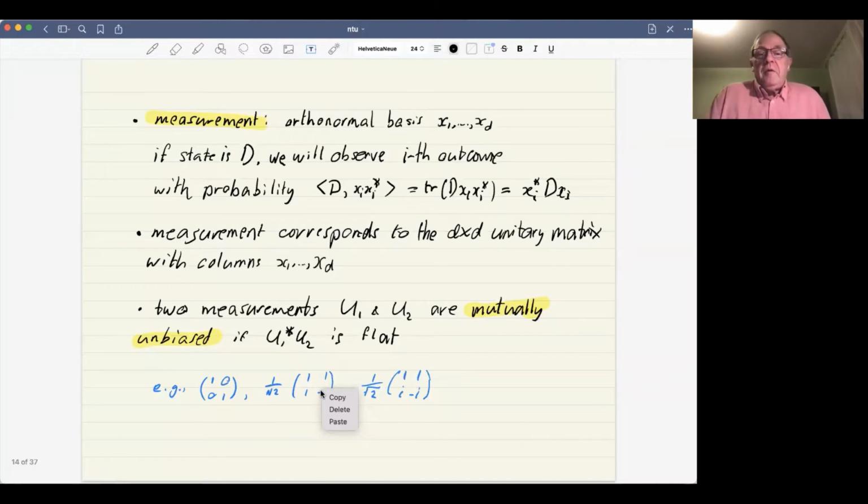The inner product of D with the outer product xi xi starred, or the trace of D times xi xi starred, or just xi starred D xi. And those 3 things are equal. Since D is positive semi-definite, xi starred D xi is non-negative. And it's easy to check that if you sum over i, you get 1. Okay, so we do have a probability distribution on the possible outcomes.